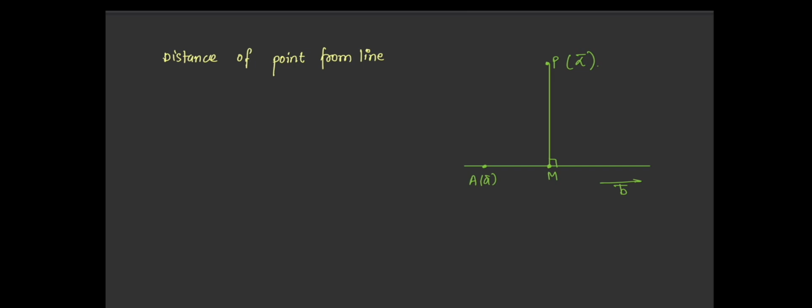Now we'll do one construction, that is to draw a line from A to P. Let's see how this will help us. So what do we know? We know that this line is represented by r bar, which is equal to a bar plus lambda b bar. Here lambda is a scalar quantity. Great, so this information we have. Now what can we do from here?